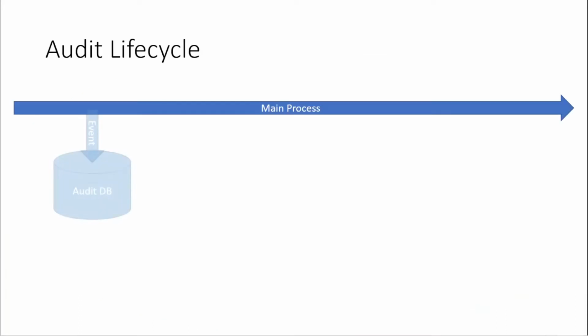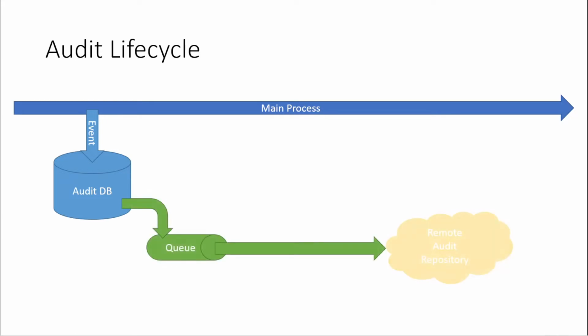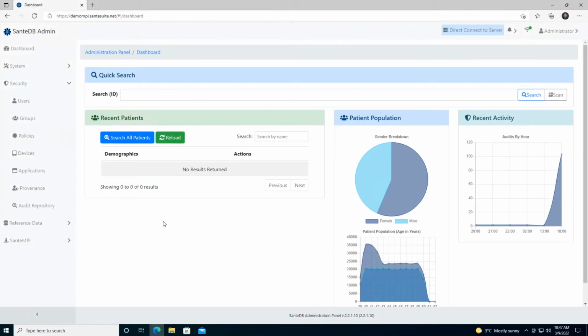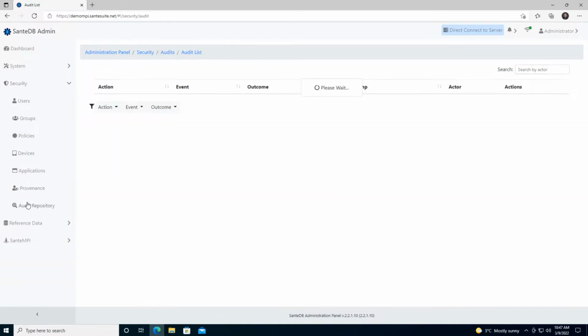Once audits are persisted locally in the local audit repository database, they are optionally dispatched to a remote audit repository server using one of the audit dispatch functions. We can view the audit data in the local audit repository using the audit repository screen in the Security Center.